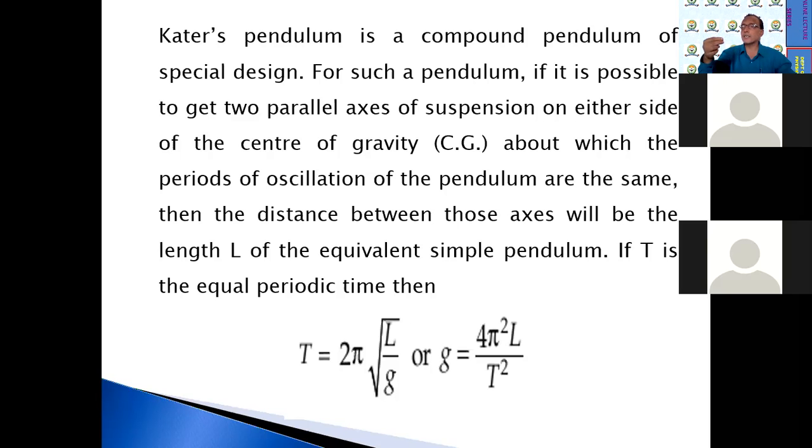When the time periods become the same, the distance of K1 from the center of gravity will be called L1, the distance of K2 from the center of gravity will be called L2, and then we will make L1 plus L2. But according to the scientist Bessel, it is very tedious.